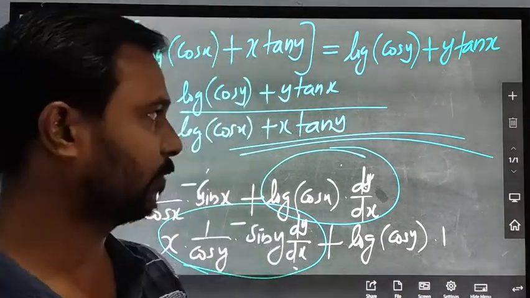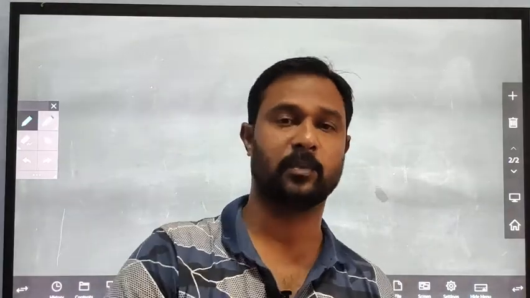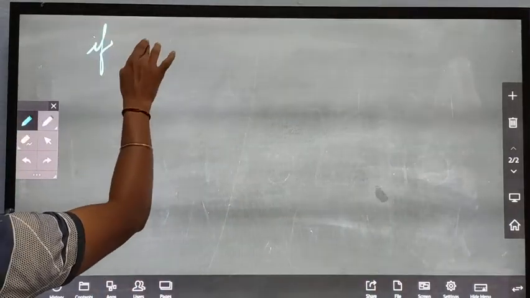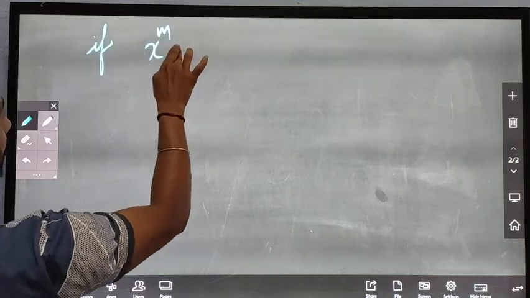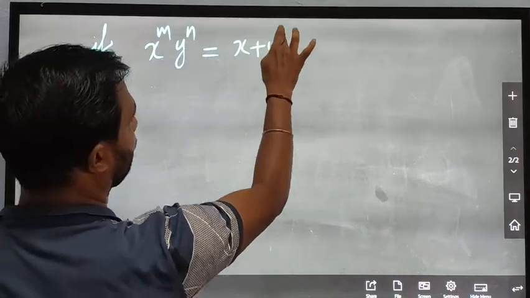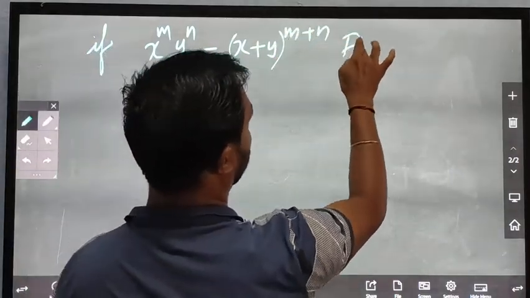Okay, let's go for one more problem. The coming problem is asked many times in exams, so be careful. Here is given: if x power m into y power n is equal to x plus y whole to the power of m plus n, find dy by dx.